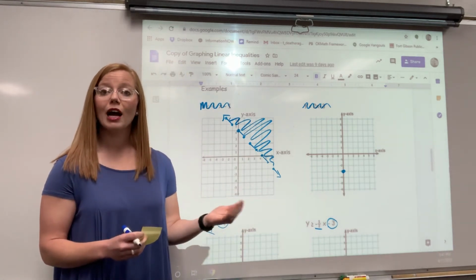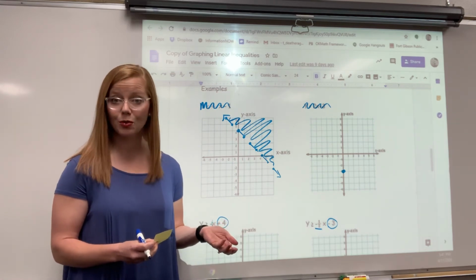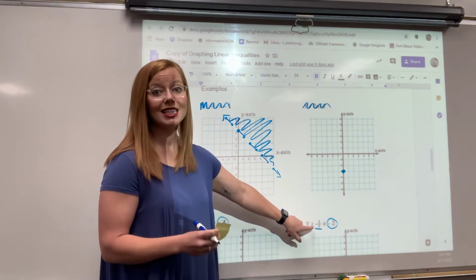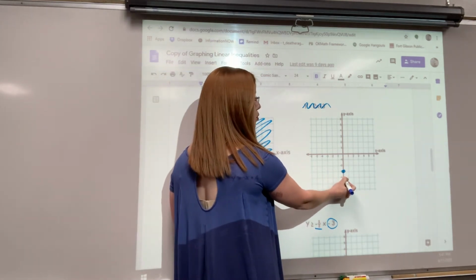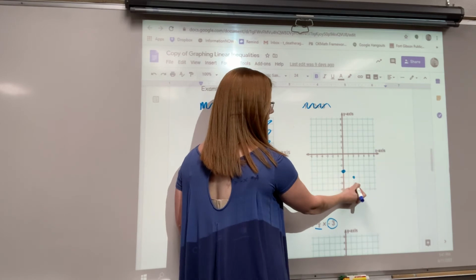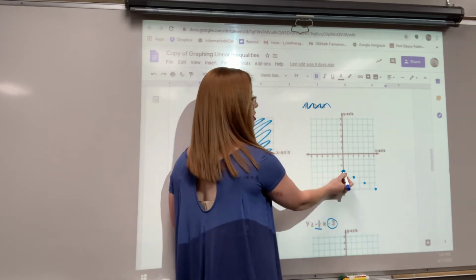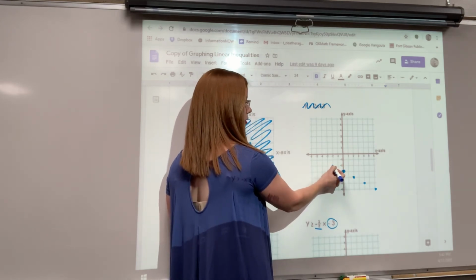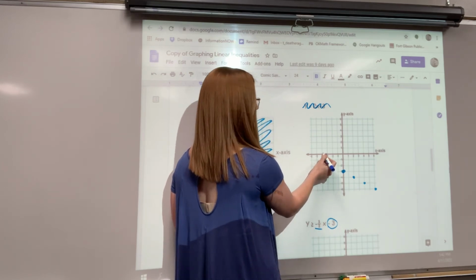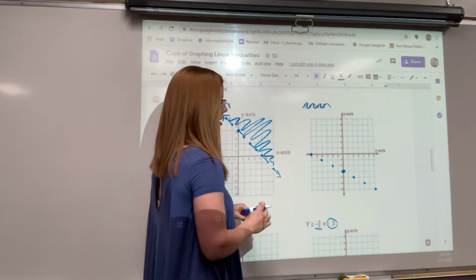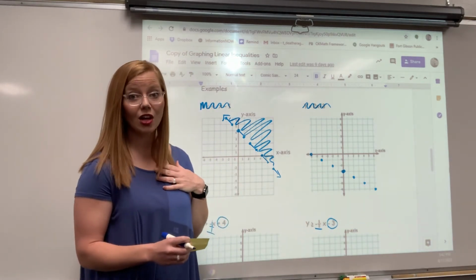From there, I do rise over run with my slope. My slope is already a fraction, so I don't have to turn it into 1. Since it's negative, once again, that means your line is going to be going downhill. So I'm going to go down 1, right 2. Down 1, right 2. I can also go up 1, left 2. Since they have a solid line underneath their inequality symbol, I'm going to have a solid line as well.